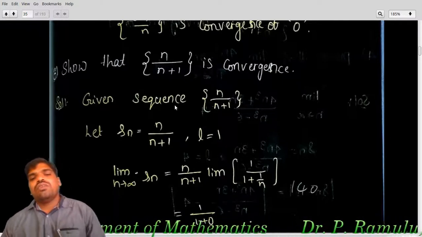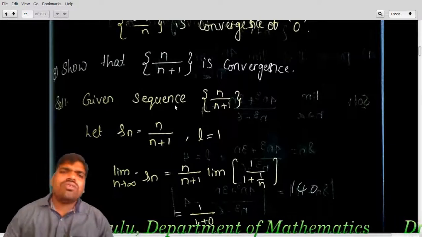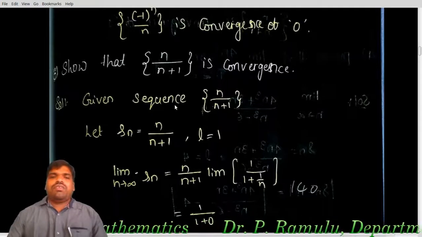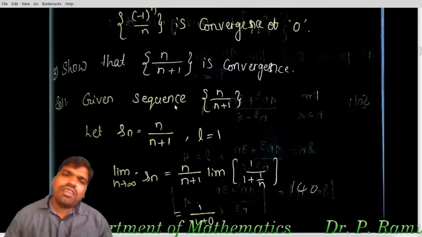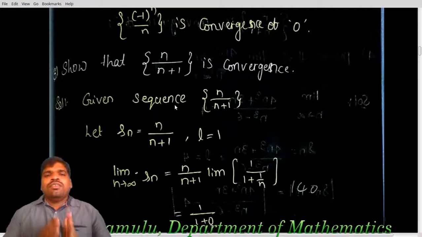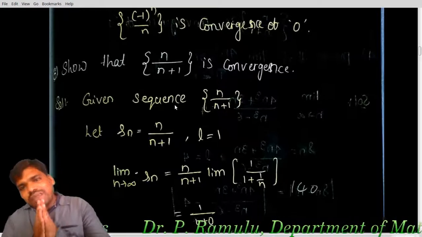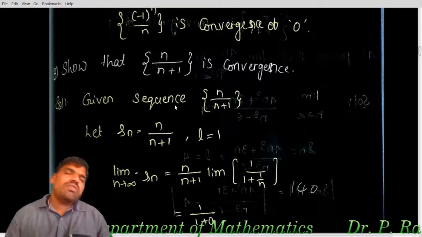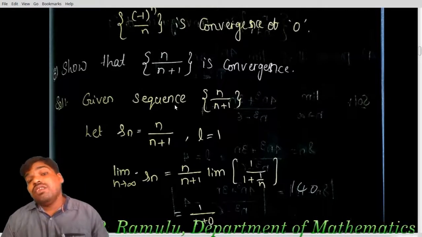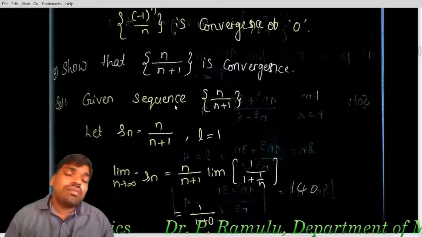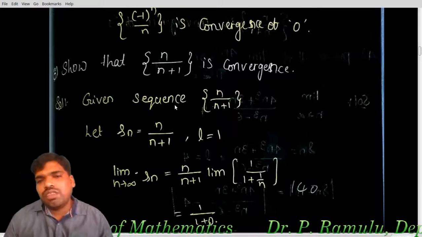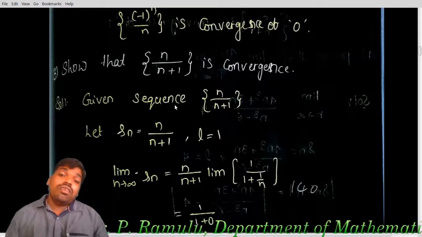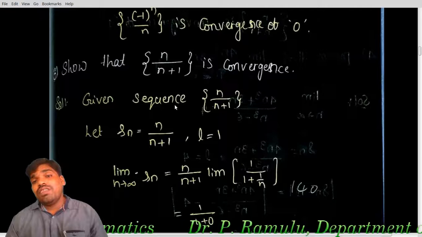I want to show that the given sequence n by n plus 1 converges. My observation is to look at the terms of the sequence first. Put n equal to 1, 2 and so on. The first term is 1 by 2, the second term is 2 by 3, the third term is 3 by 4, then 4 by 5, 5 by 6, 6 by 7. Like that it goes to infinity. Then what happens?